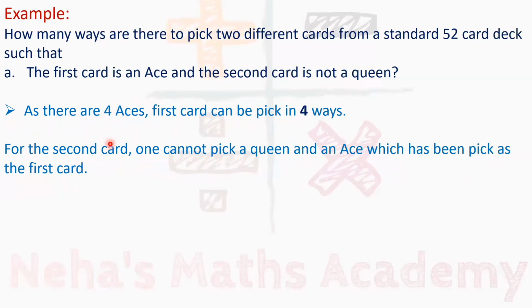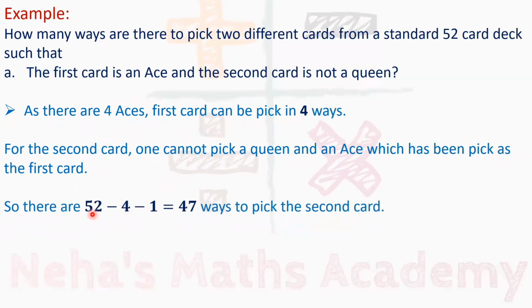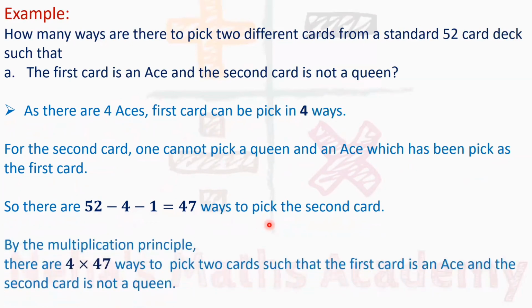So we can't pick that ace which we have chosen in the first place, and we cannot pick a queen. So remaining choices will be 52 minus 4 minus 1, that means total number of cards minus 4 queens minus the 1 ace that we have picked for the first place. So it is 47 ways to pick the second card. By the multiplication principle, there are 4 into 47 ways, that means 4 for the first place and 47 for the second place, to pick 2 cards such that the first card is an ace and the second card is not a queen.